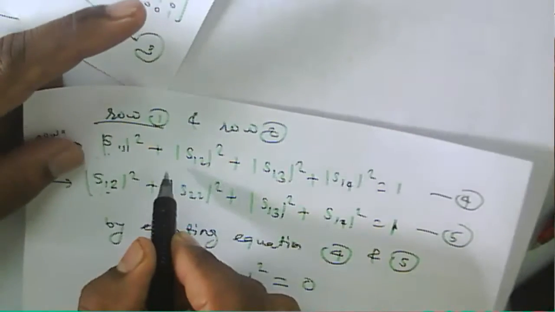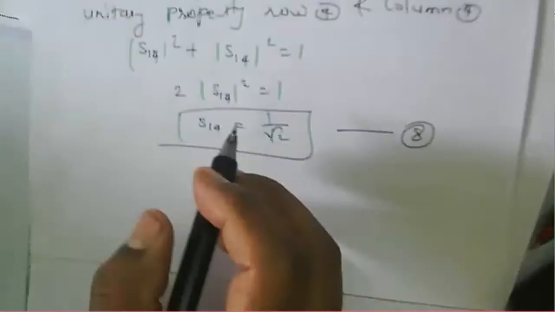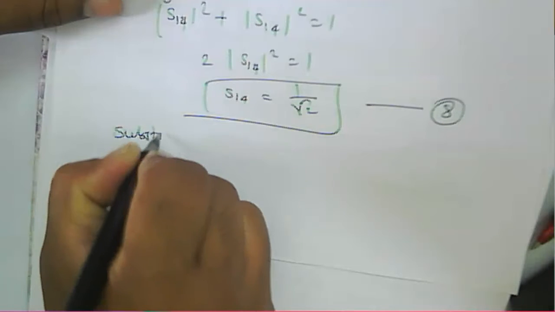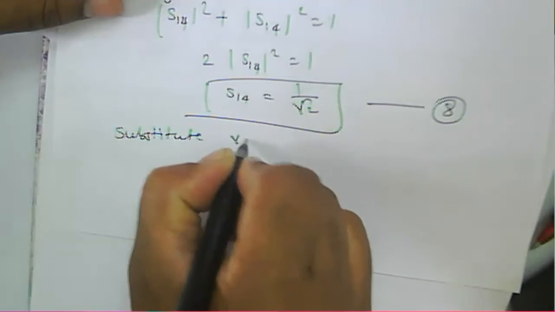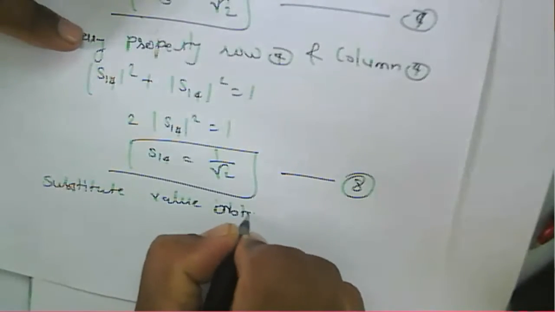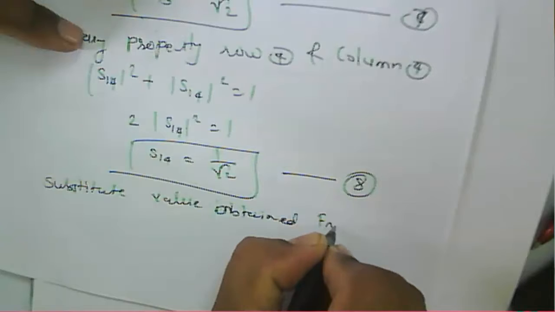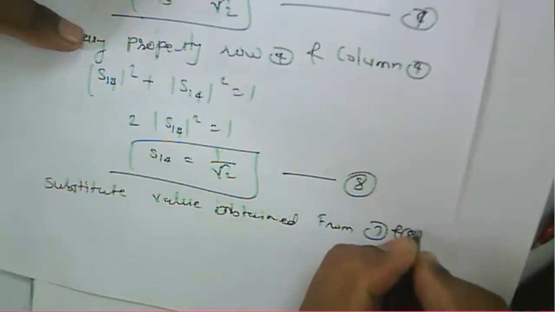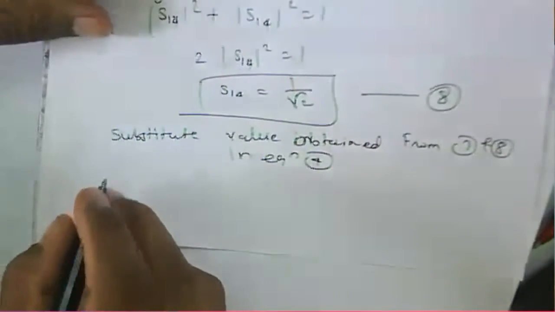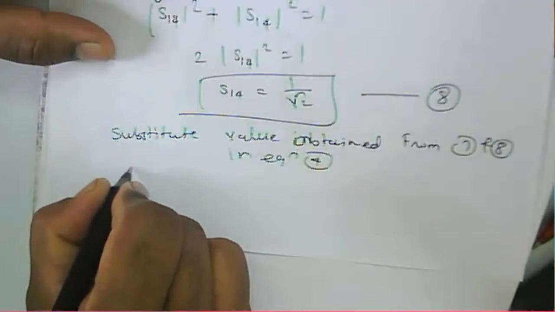Where is our equation number 4? This one is equation number 4. Whichever values we obtain from equations 7 and 8, if you substitute them in equation 4, what are we getting?